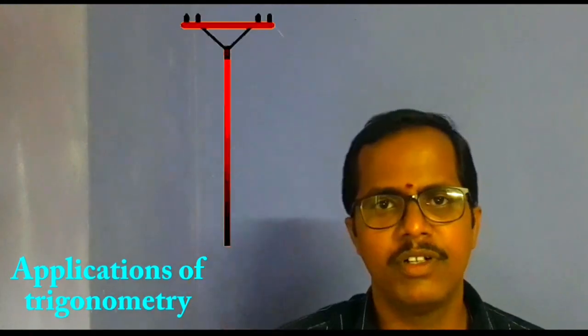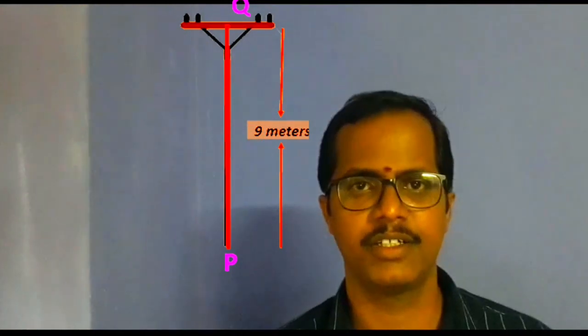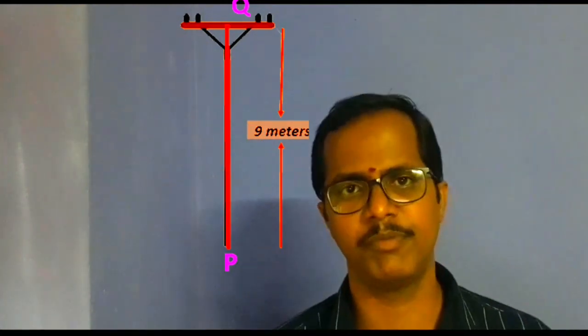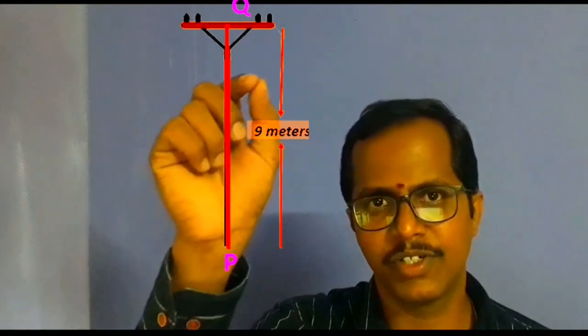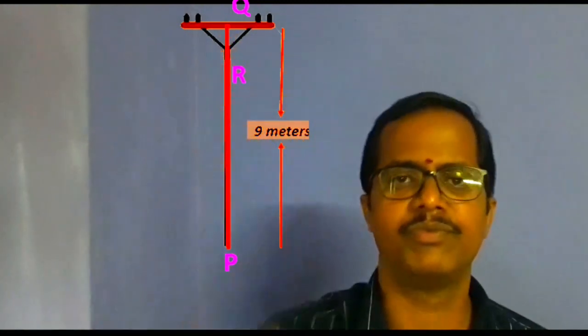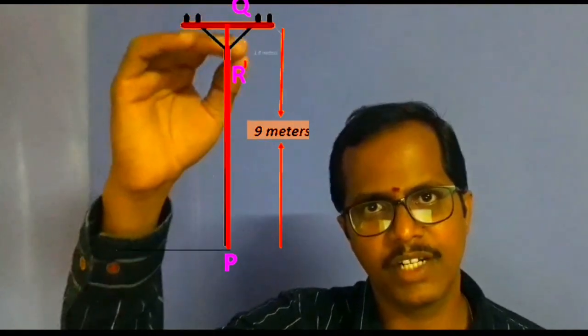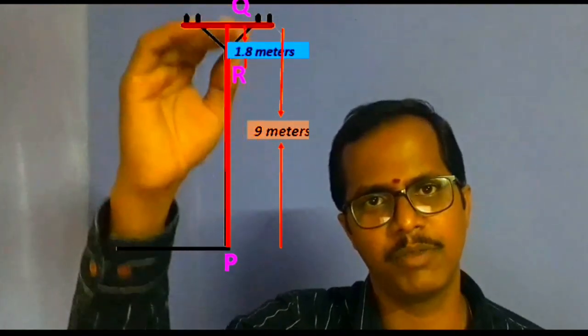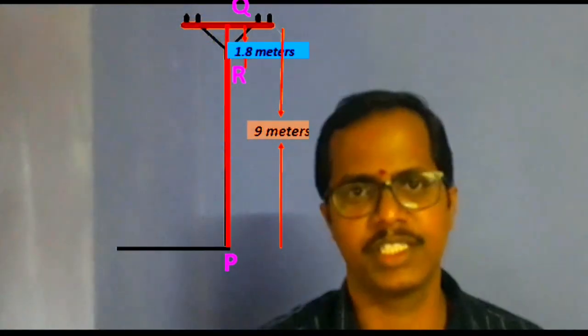Let us imagine a pole and represent its height with straight line PQ, and it is given as 9 meters. So therefore PQ length equals 9 meters. Now let us consider the position that the electrician should reach with point R. This point R is 1.8 meter below the top of the pole. That means length of QR equals 1.8 meters.